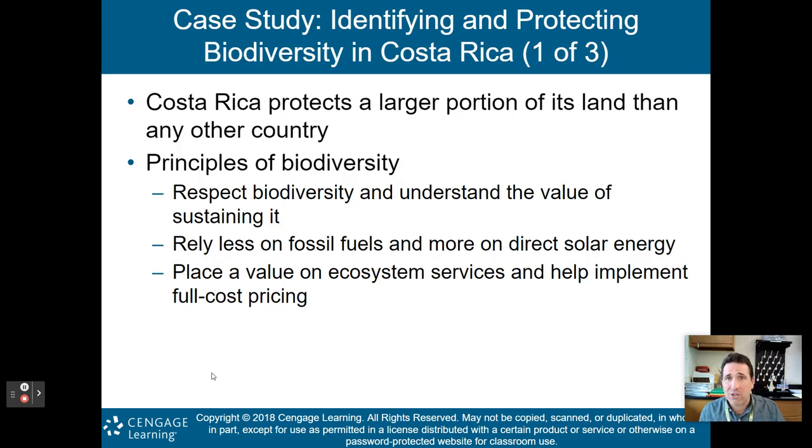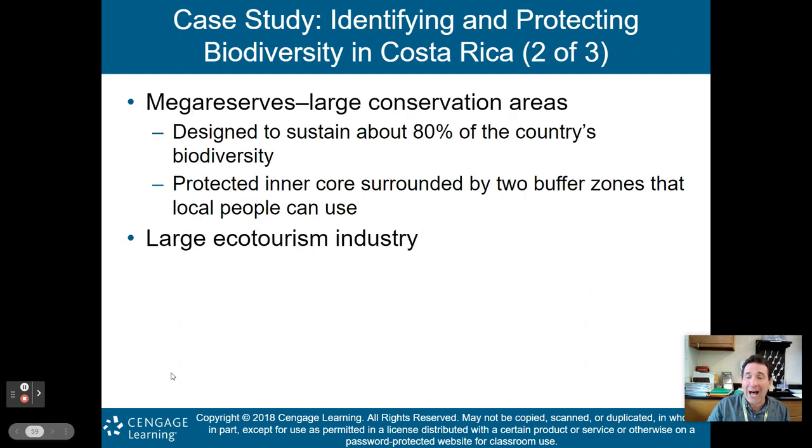Another case study here, talking about Costa Rica once again. We spoke about Costa Rica in part one. Now we'll talk about it in part two. Again, Costa Rica protects a larger portion of its land than any other country. They respect biodiversity and understand the value of sustaining it. They rely less on fossil fuels and more on direct solar energy, and they place a value on those ecosystem services and help implement full cost pricing. So again, Costa Rica is a worldwide leader in ecological conservation.